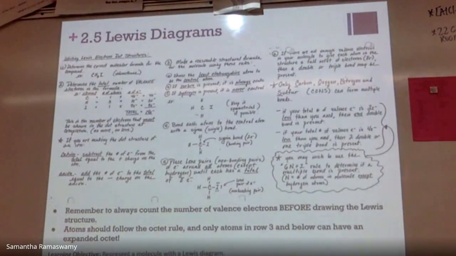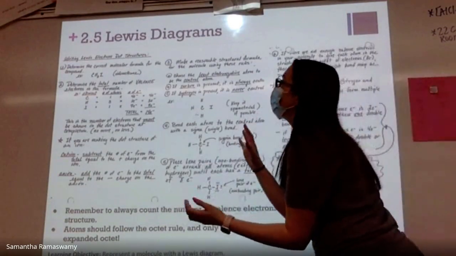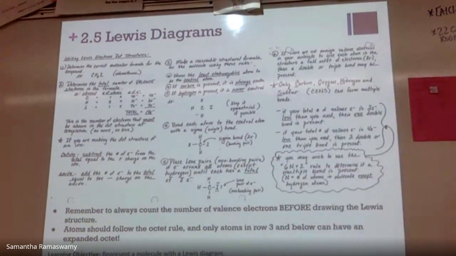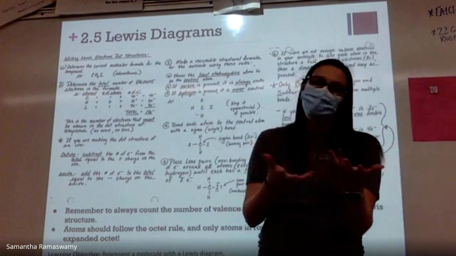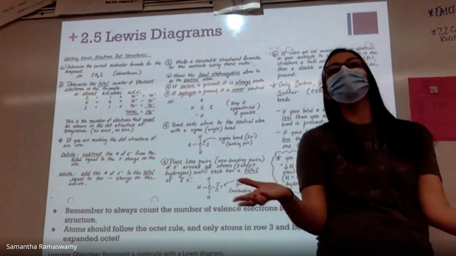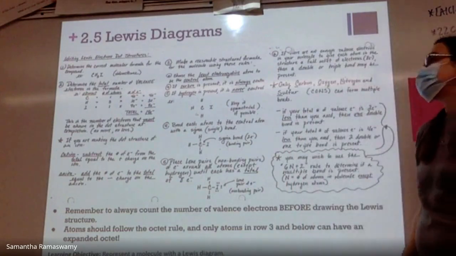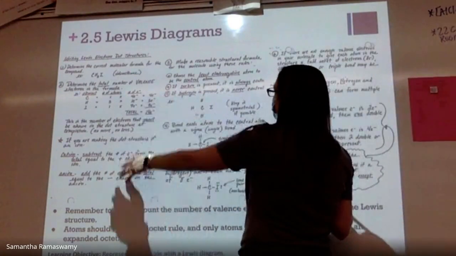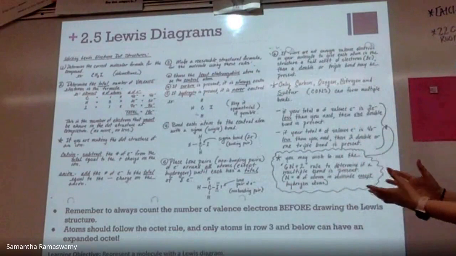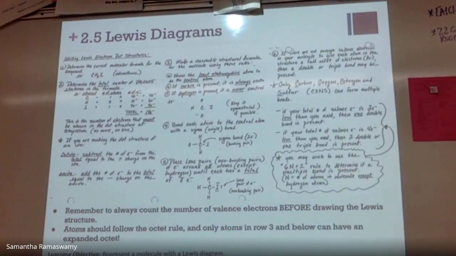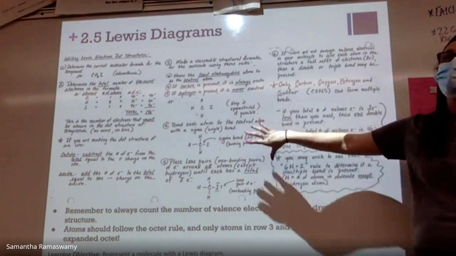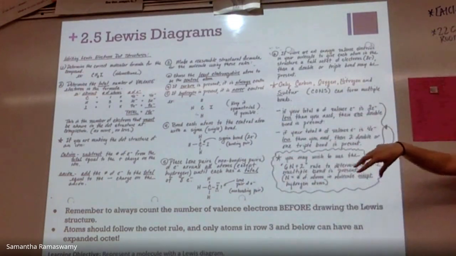So 2.5. Now we switched from the types of bonds to actually creating structures. Topic 2.5 itself says you need to be able to draw Lewis structures. That's basically what it says. So I just took a screenshot of our notes from Lewis structures and put them on this slide. Lewis structures were chapter 8 as well. You have these handwritten notes. This was from chapter 8.